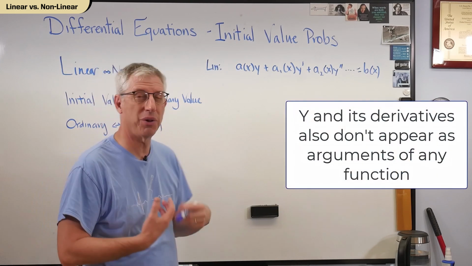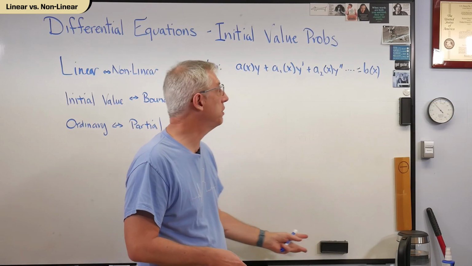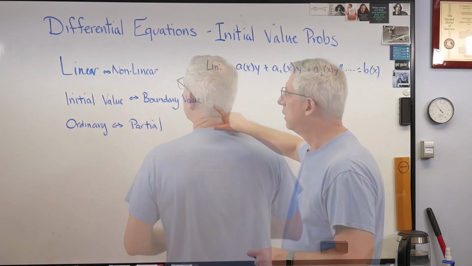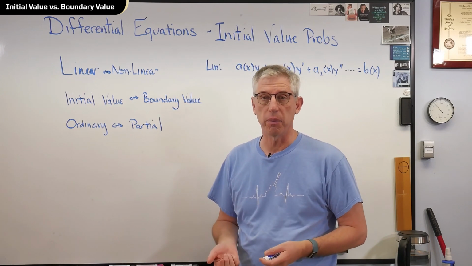Like I say, if you're working with Newton's laws, things that vibrate, that sort of thing, you're going to see a lot of these. A lot of what you find are linear. Anything that doesn't obey this law, that's nonlinear. So the next one, is it an initial value problem or a boundary value problem?